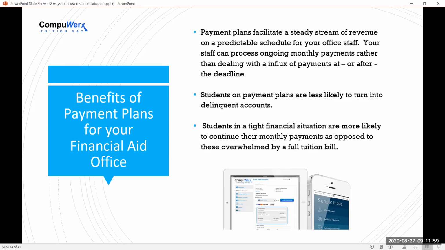A payment plan facilitates a steady stream of revenue on a predictable schedule for your office staff. Your office can process ongoing monthly payments rather than dealing with an influx of payments on or after the deadline. Students on a payment plan are less likely to turn into delinquent accounts. Students in a very tight financial situation are more likely to continue their monthly payments as opposed to facing an overwhelming tuition bill that is hard to deal with.